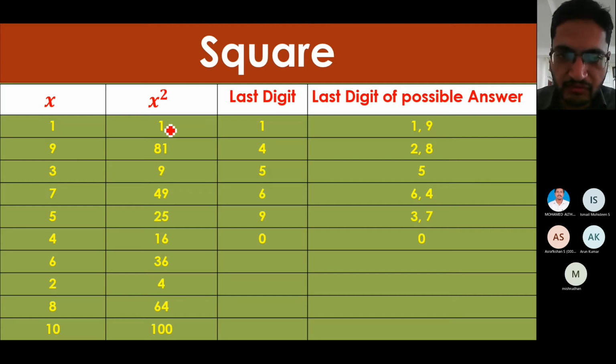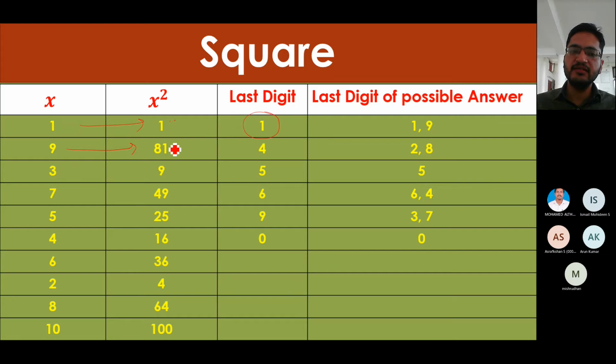But when we want to find a square root of a number which is ending with 1. So 1 square is 1. 9 square, sorry, 9 square is 81. Squares of both numbers end with 1. Now 3 square is 9, 7 square is 49. Squares of these numbers end with 9.